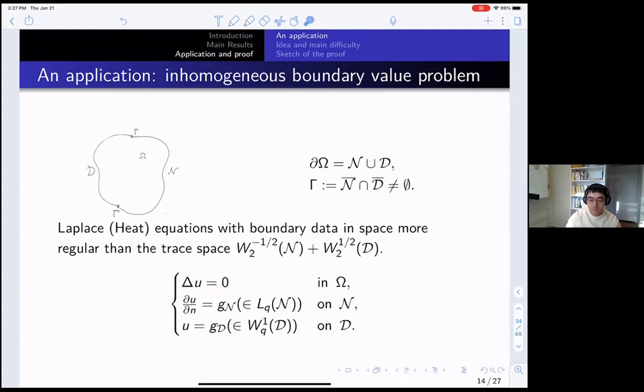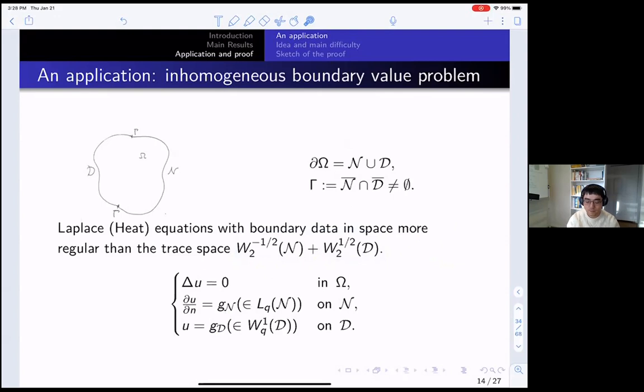Okay, then if you want to solve a problem like this with mixed boundary condition, then we might want this boundary data to be more regular than the usual trace space. So this is the trace space for the W^{1,2} weak solution. And if the boundary data is in the trace space, then there's no problem at all as long as the trace is defined and bounded.